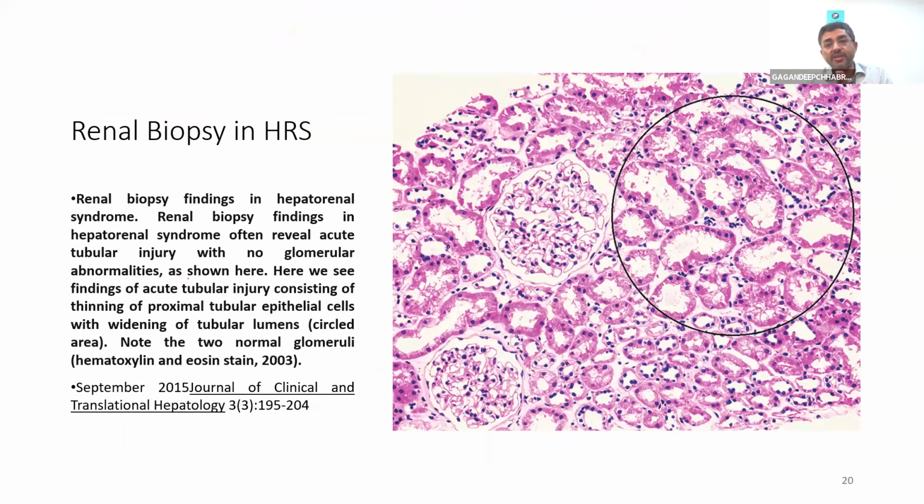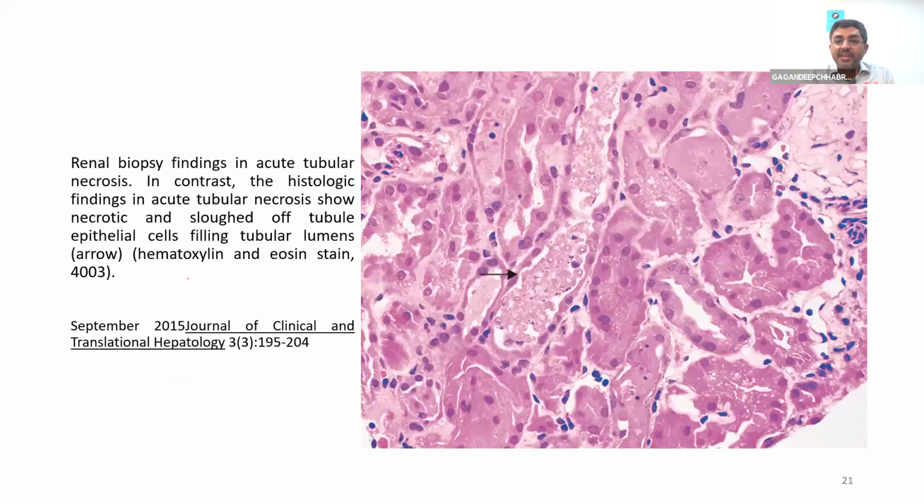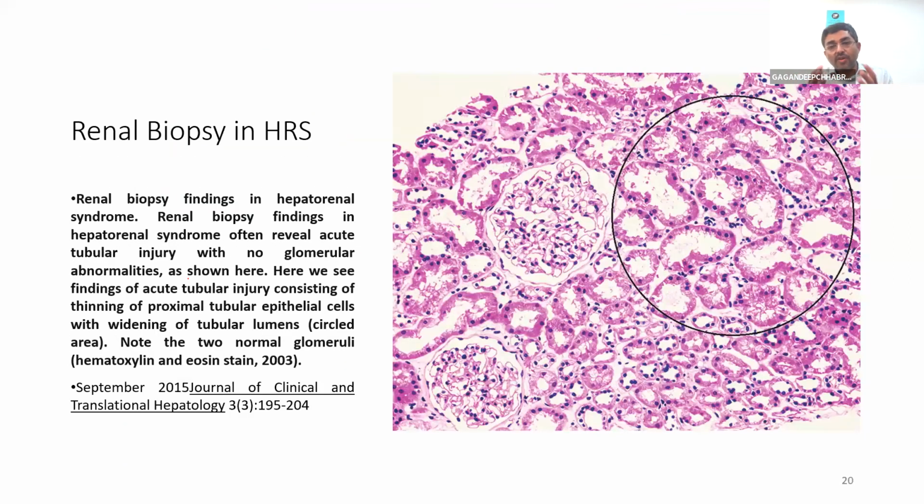Now, this slide I have just included to explain the renal biopsy in a patient with HRS and the renal biopsy in a patient with ATN. Now, HRS will show normal glomeruli. There are two glomeruli seen in this biopsy, and both of them appear totally normal. And the tubules here, you see, they show some dilatation and some widening of the lumens. That's an injury, and there's a thinning of the tubular epithelial cells. You can see dilated tubes here. I have encircled them. They are showing some dilatation. There's an acute tubular injury.